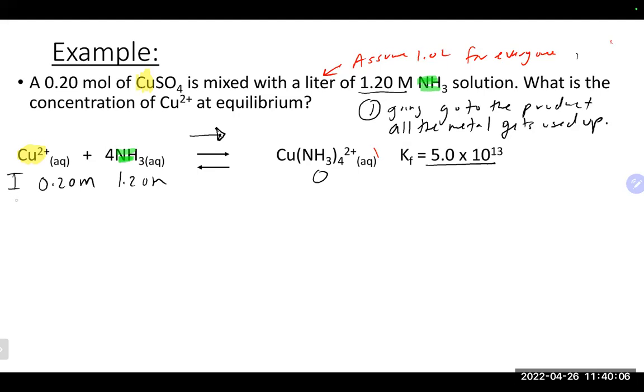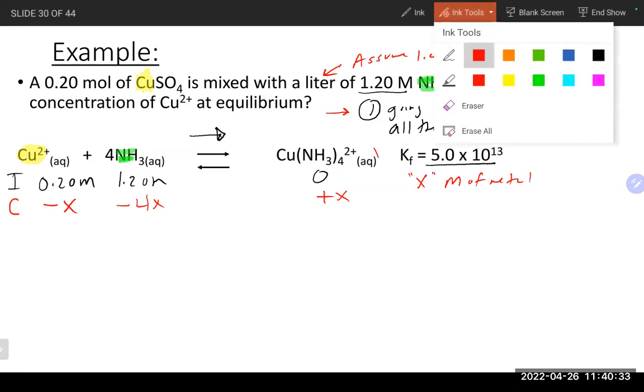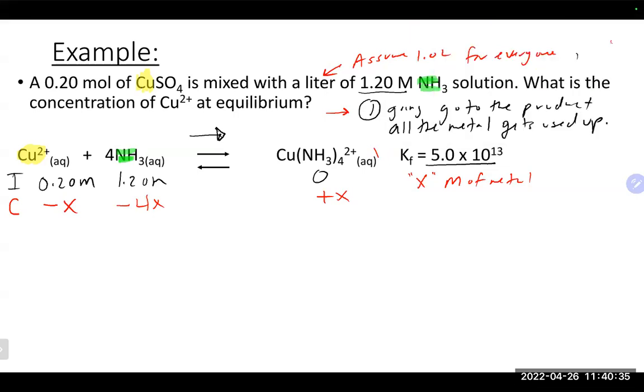So if we went through here and did our normal change, we would do minus x. This would be minus 4x, and this would be plus x in this particular case. Now, since we are making this assumption here that all of the metals should get used up, we actually know what x is. X will be the molarity of the metal in this case. So typically in these type of tables, we actually don't use x. We actually just use the numbers.